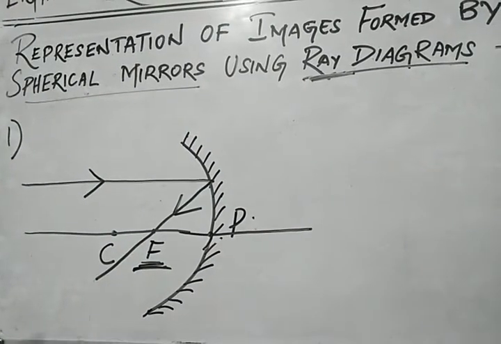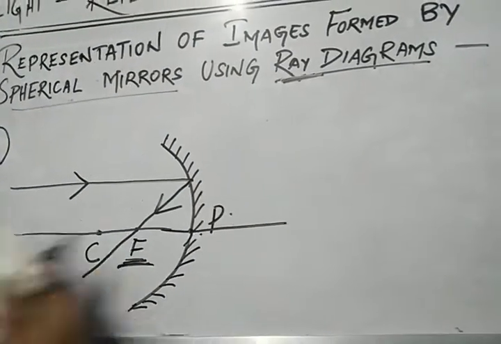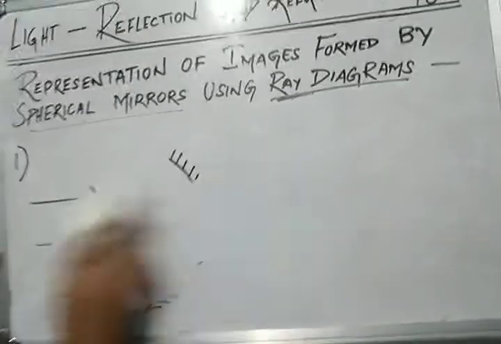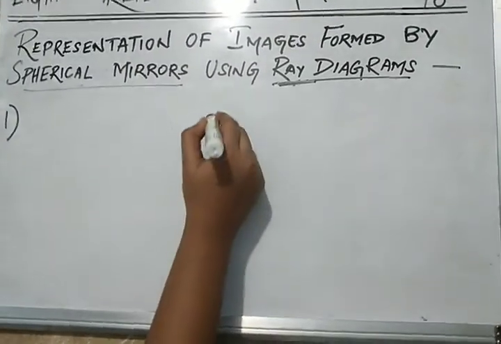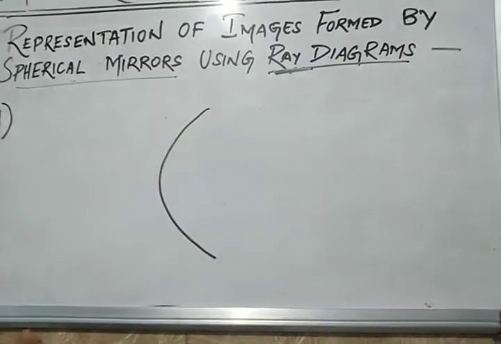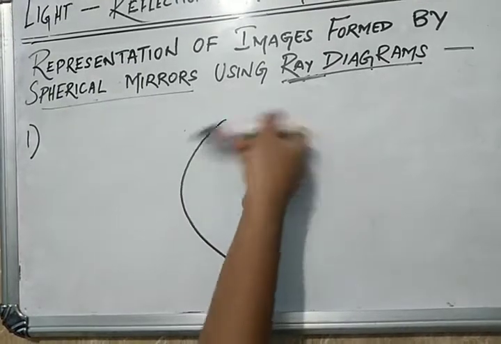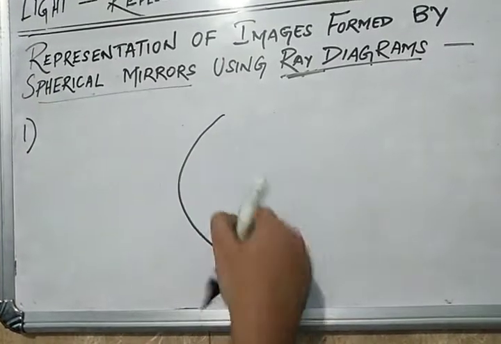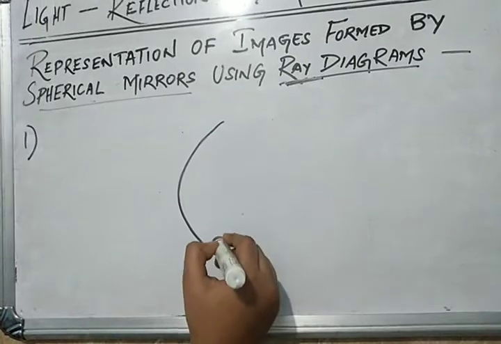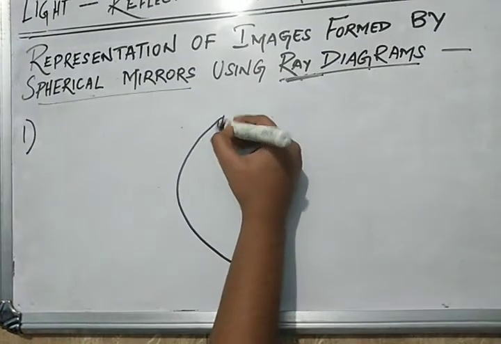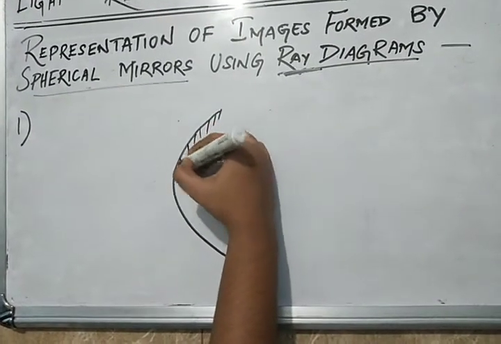In case of a convex mirror, what happens? This was the diagram of the concave mirror. Alright. Now convex mirror, let me take. This is the convex mirror. Which is the reflecting surface of a convex mirror? It is outwards. It is curved outwards. So where should my rough surface be? Inwards. So I draw my rough surface over here.